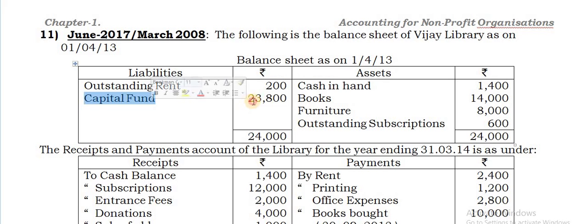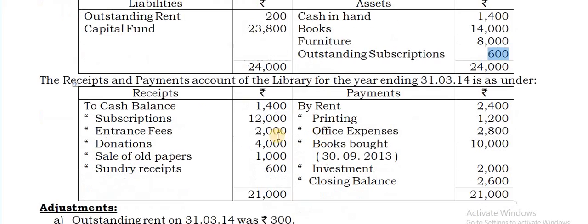Capital fund will appear in the balance sheet on the liability side. Opening capital fund, cash in hand, ignore, the same amount here is there. You move this to the balance sheet asset side. Outstanding subscriptions, this is income and expenditure account credit side, minus from this. From the subscriptions 12,000, minus this, as it relates to the previous year.